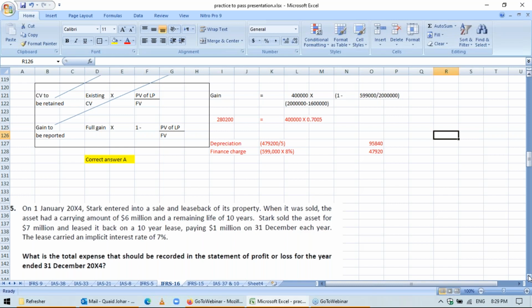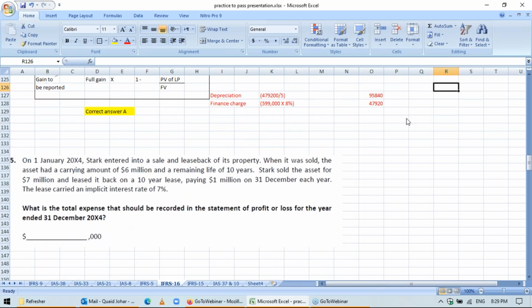Okay, students, let's move on to question number 5. Now see what happens here. What's the difference, main difference? In this question, the asset has the remaining life of 10 years. And then lease it back. First, he sold it and leased it back for 10 years. So leasing it back for 10 years means he has not transferred any benefit to the buyer.